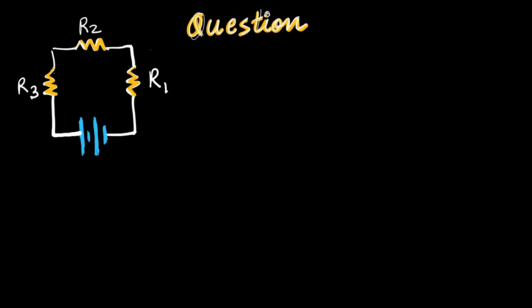Let me ask you a question. Let's say we have three resistors and they are all connected in series to a battery. This is our battery. These are our resistors, all connected in series. Now, if I know that the current flowing through R2, which is the middle resistor, is 2 amperes, then what can I say about the current flowing through the first and the third resistor?